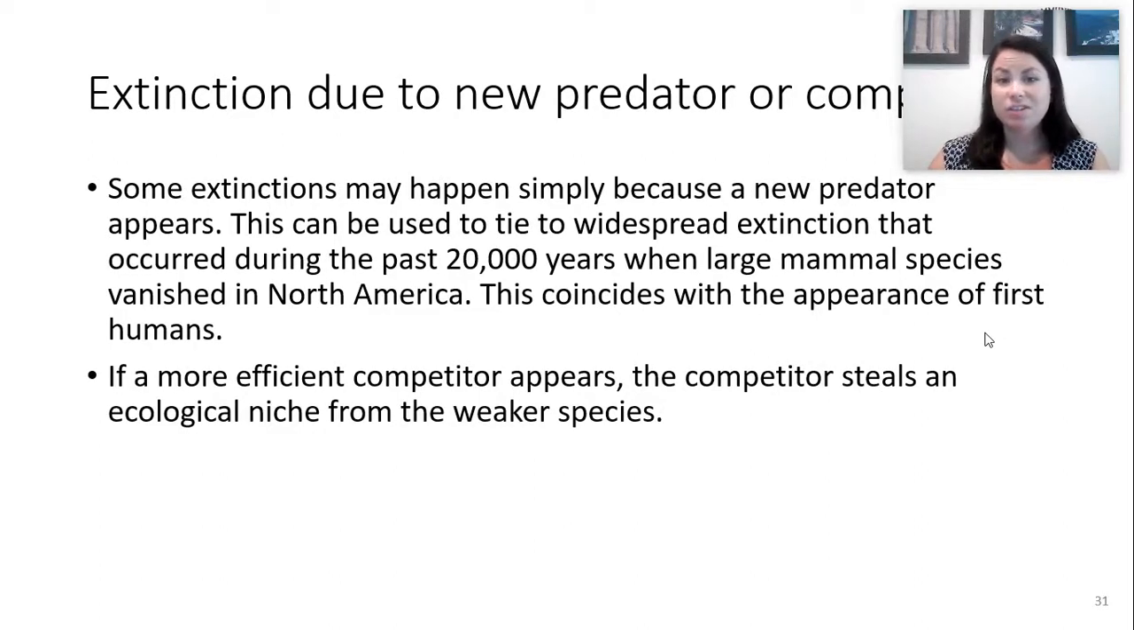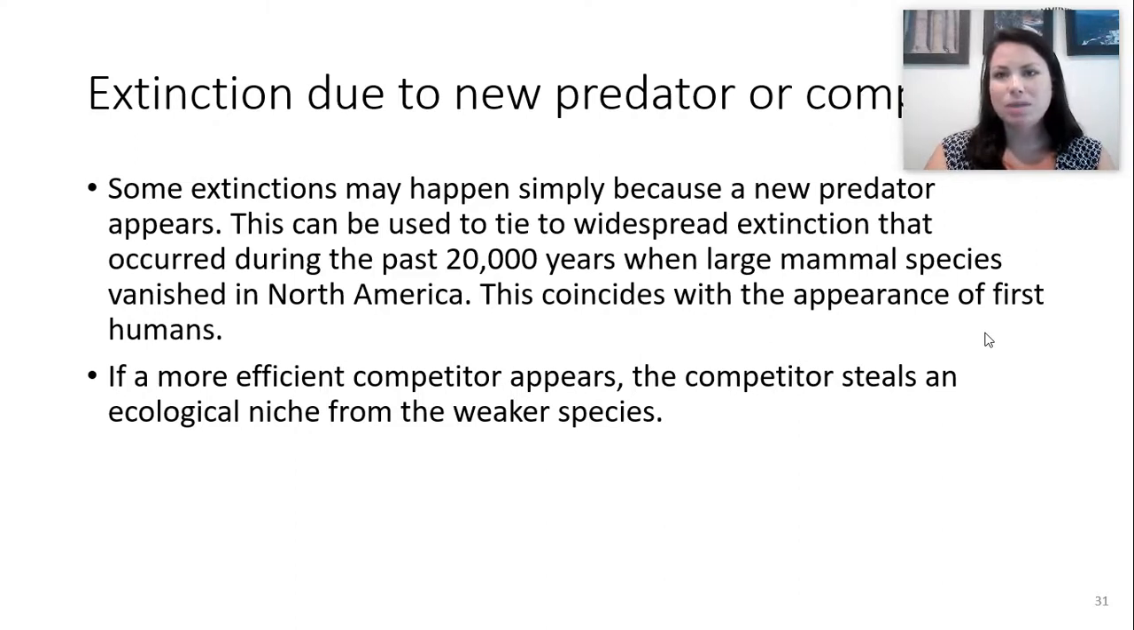So what about extinction due to new predators? Well, there's a correlation between when humans first appeared and a decrease in large mammal species. Humans were a predator to some species that had never had predators before. So there's an extinction that occurred around 20,000 years ago when humans became predators for these mammals. If there's a more efficient competitor, that competitor steals the ecological niche from the weaker species.